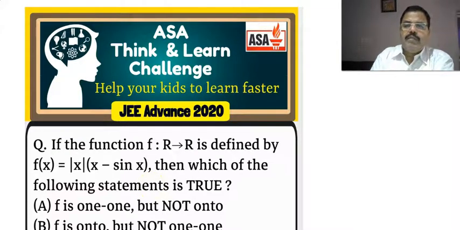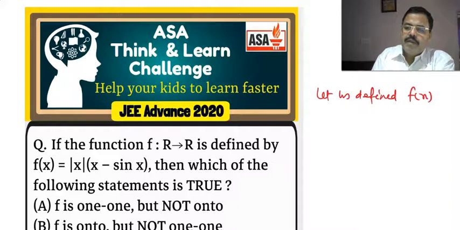To check one-one, the function should be strictly increasing or strictly decreasing. To check that, f'(x) should be greater than 0. Let me first check the function, because it is a modulus function, so there are two cases. Let me define the function first. So f(x) is equal to what?